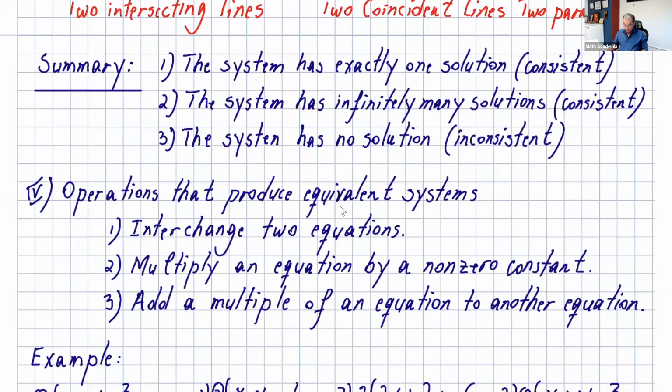Now, to solve a system, there are some operations we can do that produce equivalent systems, and it's good to know those. One is interchanging two equations. When you interchange two equations, nothing happens to the system. You are still going to get the same solution. Two, you can multiply an equation by a non-zero constant. Or three, you can add a multiple of one equation to another equation.